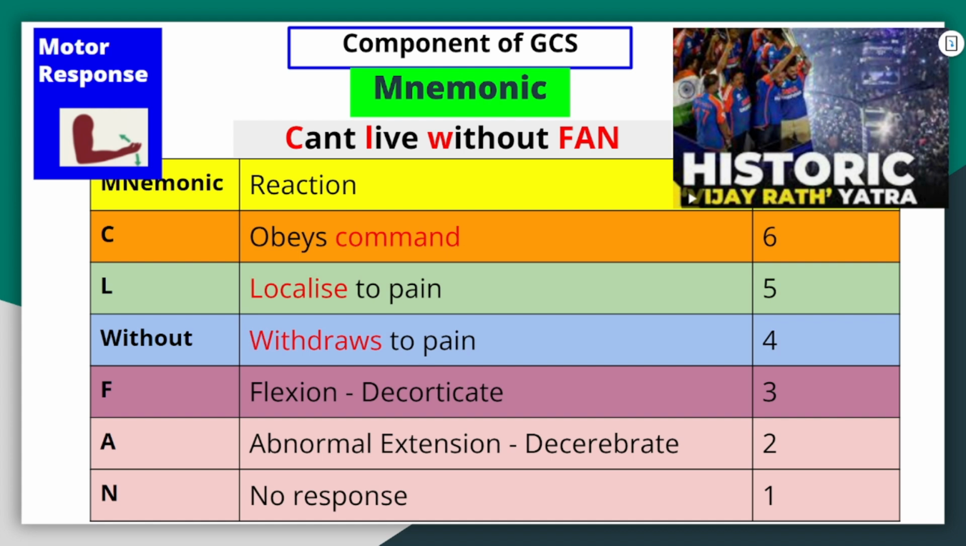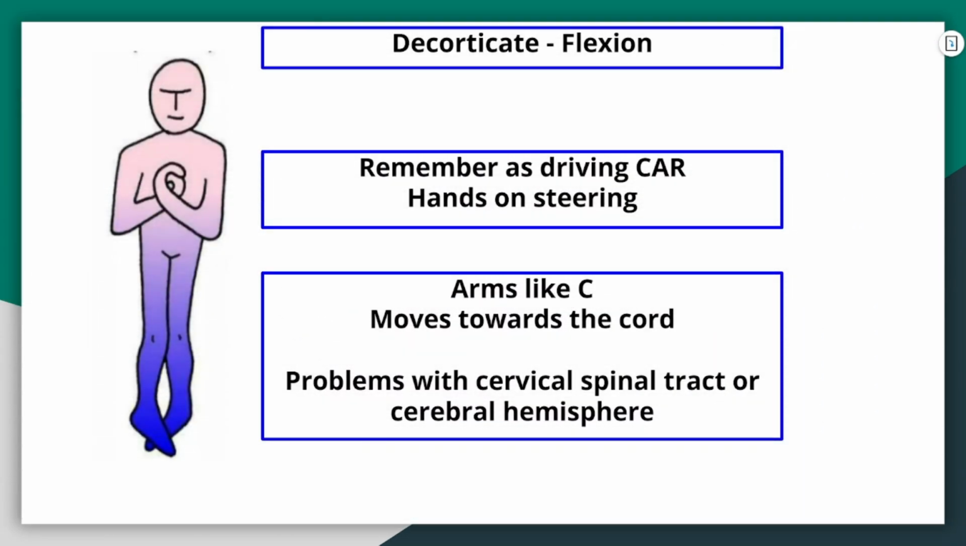F stands for flexion, abnormal, which is also referred to as decorticate posturing. It is an abnormal posturing in which a person is stiff with bent arms, clenched fists and legs held out straight, upper limbs flexed and lower limbs extended.